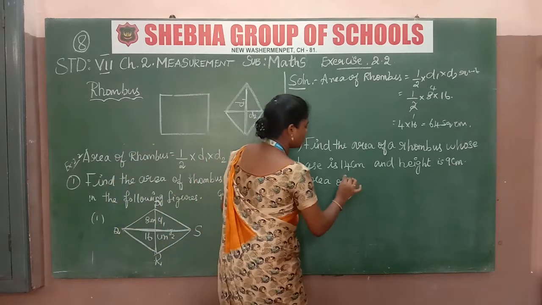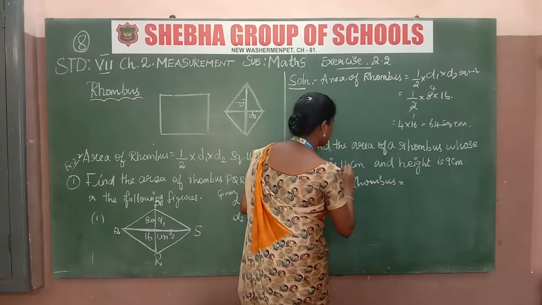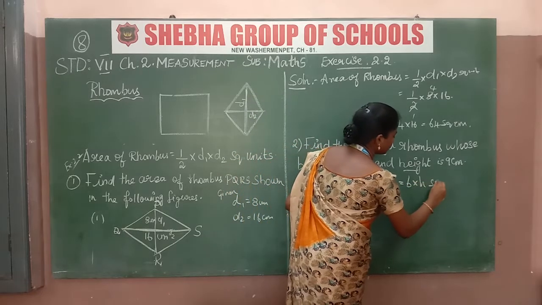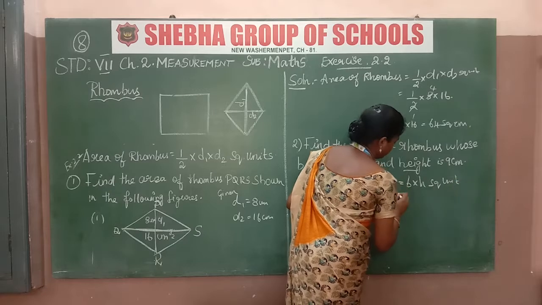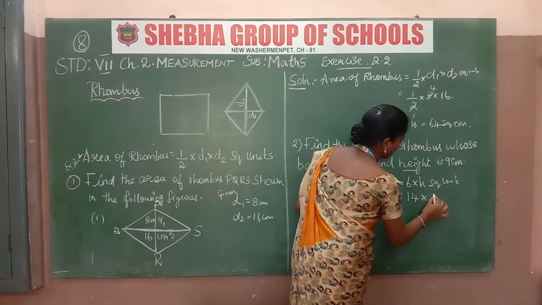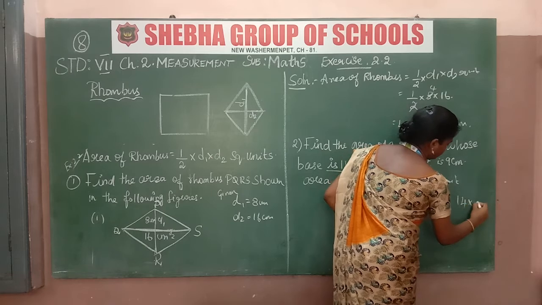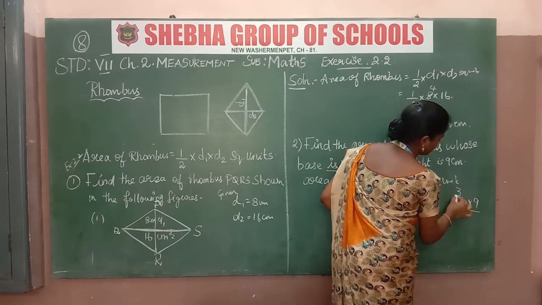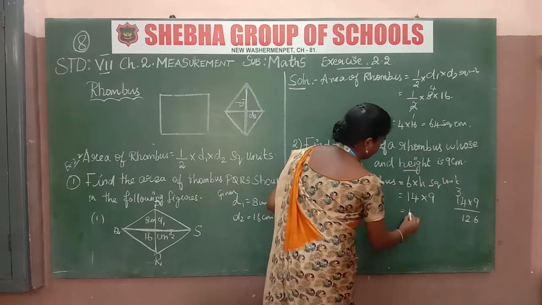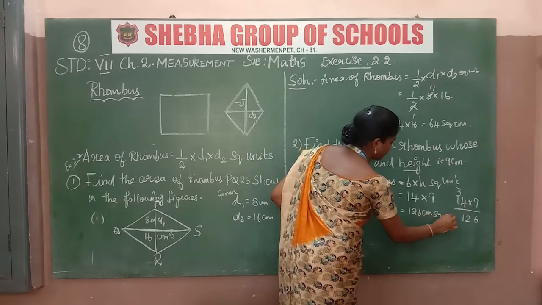So area of rhombus: base and height are there, so you have to write this formula, B into H square unit. Base is 14 and height is 9. 14 into 9. 9 fours are 36. 9 ones are 9. 9 plus 3 is 12. So 126. 126 centimeter square.